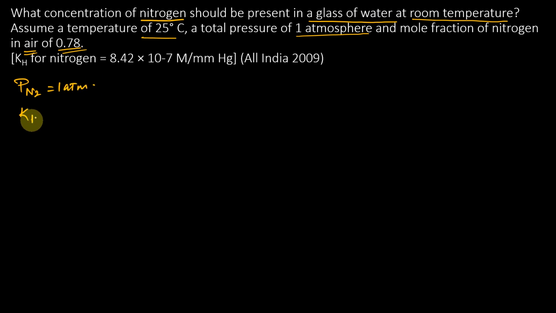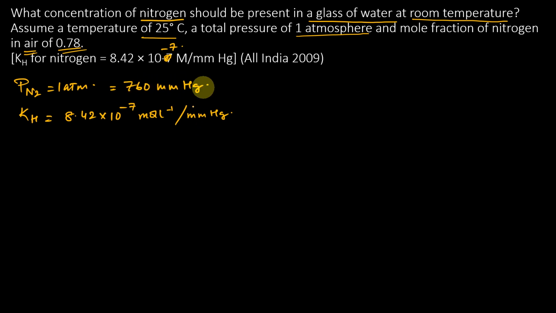तो KH value क्या है? It is 8.42 into 10 to the power minus 7, capital M. Capital M means mole per liter, then per millimeter mercury. Okay, so that is also all right. By the way, we have to convert it into either atm or millimeter mercury. So 1 atm is equal to 760 millimeter mercury. Okay, so KH निकल गया.